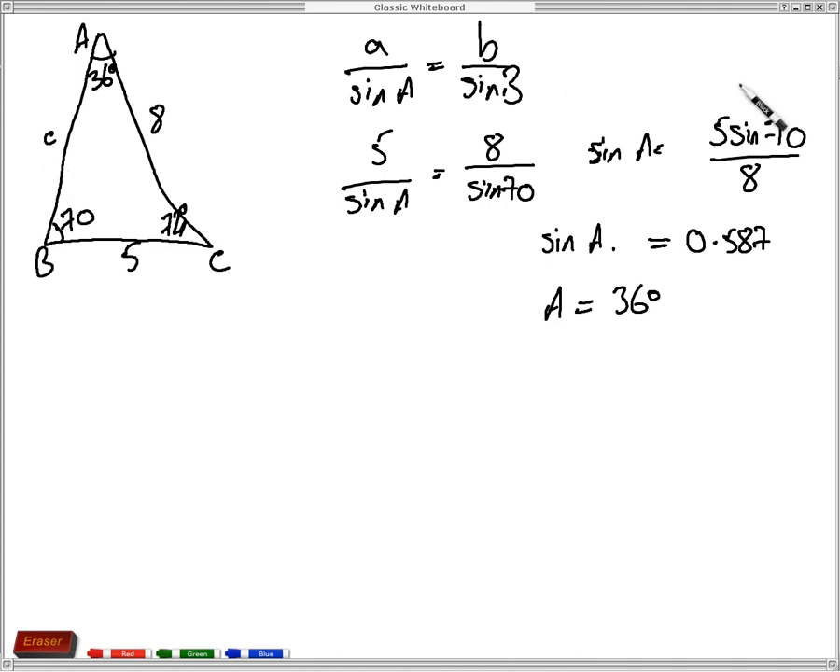Right, what you can end up with is some bigger questions where you have to use both the sine law and the cosine law, and those will be on the next video.